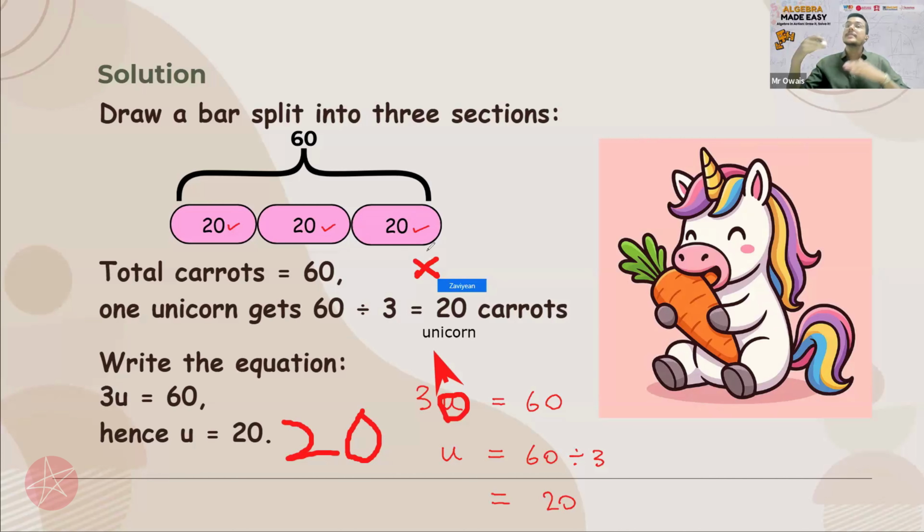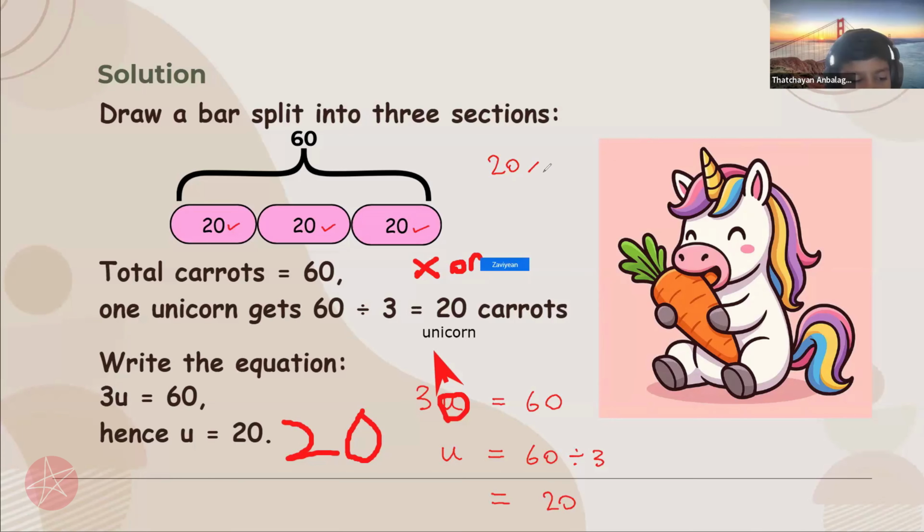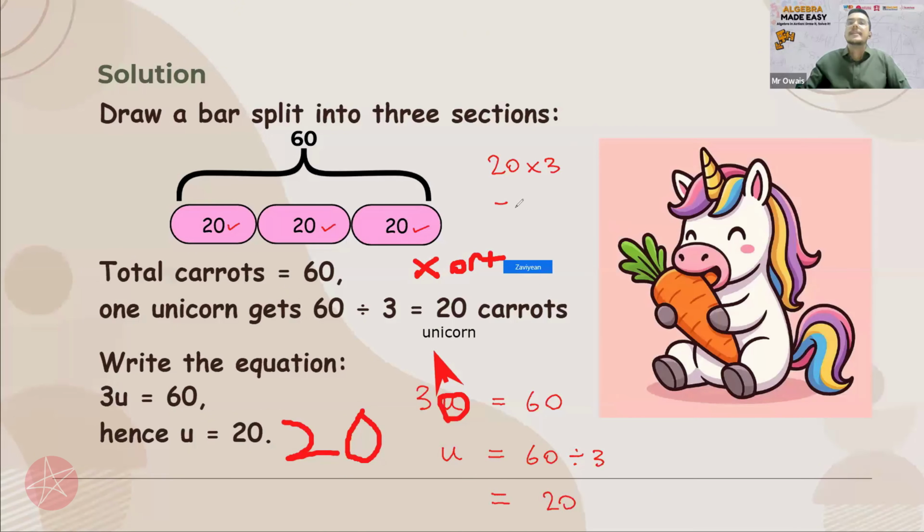Correct. So repeated addition is the same thing as multiplication, right? So if I have so many times 20, I'll just multiply it. 20 times 3 is the same, and that gives us 60. So this is the same as in the question, meaning that we got our answer correct. Okay.